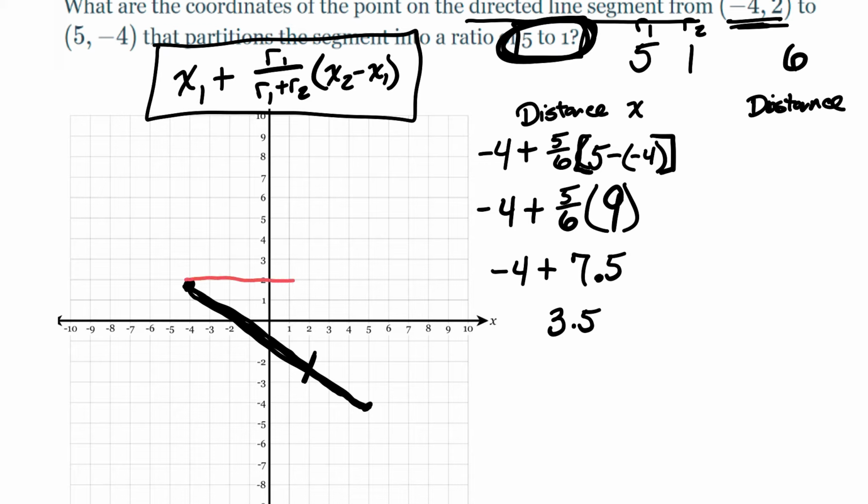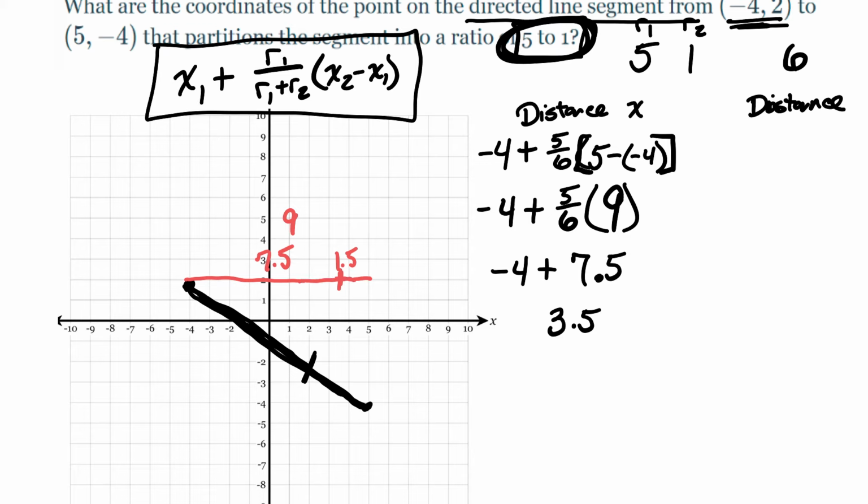We traveled a distance of 9 to go this far. So our partition line is a 5-to-1 ratio. That's dividing it into 6 parts. So when we divide this into 6 parts, we will have gone 7.5 compared to 1.5 on the x-axis. Now, so you can tell my 7.5 is off. It should be at 3.5 actually. But this is what we are computing when we use our formula there.